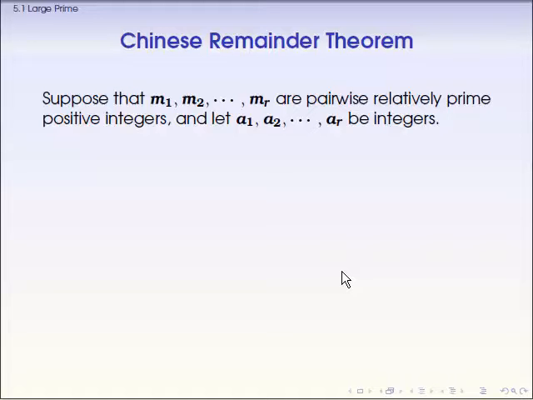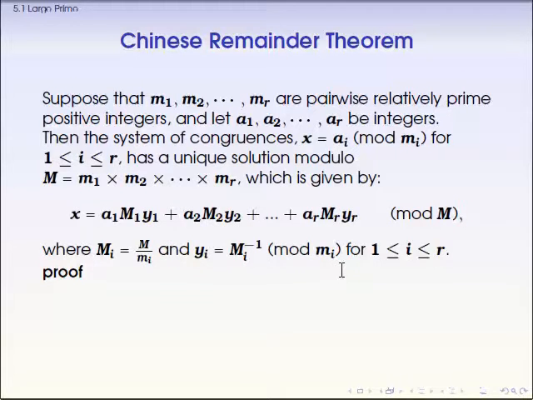Okay, let's say m1 through mr are pairwise relatively prime positive integers, and a1 through ar are just arbitrary integers. Then the system of congruences, x is congruent to ai modulo mi for any i from 1 to r, has a unique solution modulo m, which is the product of m1 through mr. And the solution should be the sum of these, of course, modulo m.